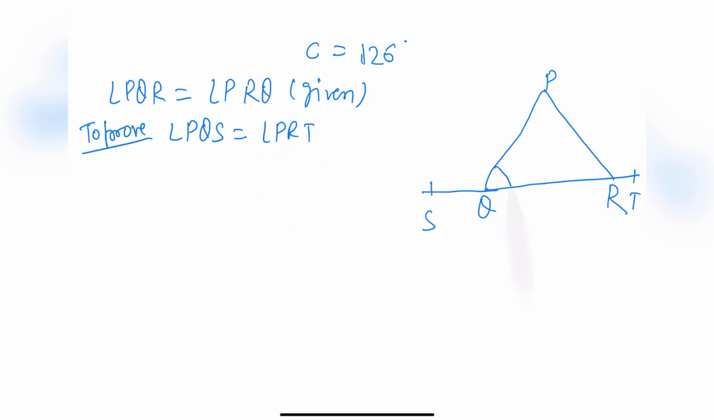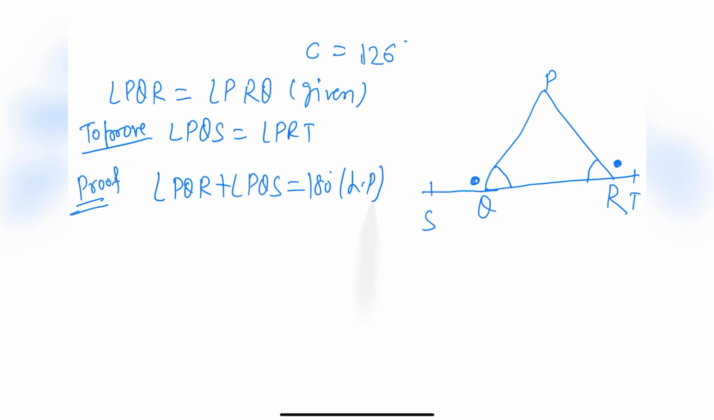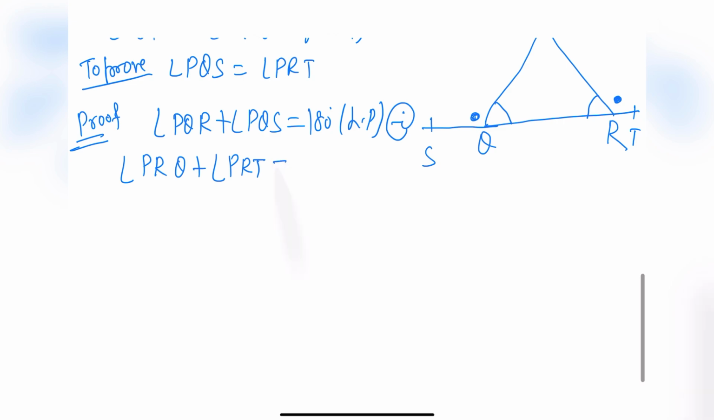We have given PQR is equal to PRQ, and we have to prove this angle PQS is equal to angle PRT. So for this, angle PQR plus angle PQS is equal to 180 degrees, linear pair, and mark this as equation number 1. Similarly, angle PRQ plus angle PRT is equal to 180 degrees. This is also making a linear pair, and mark this as equation number 2.